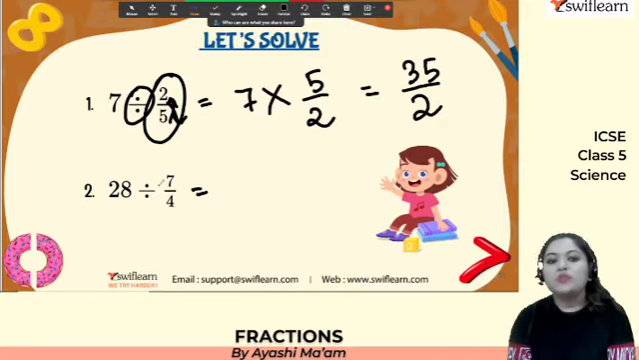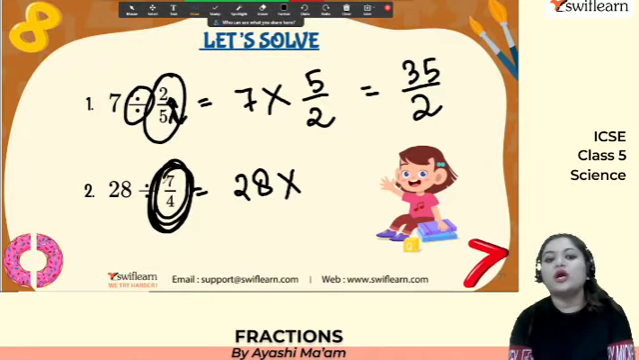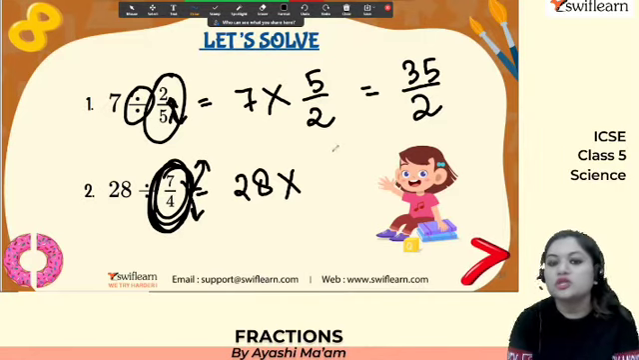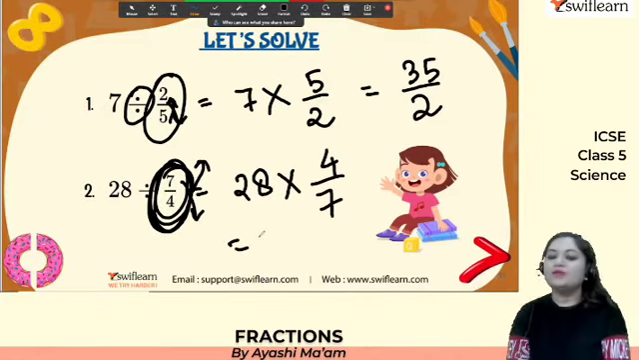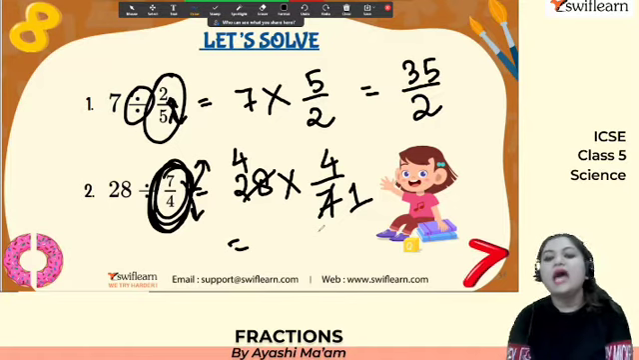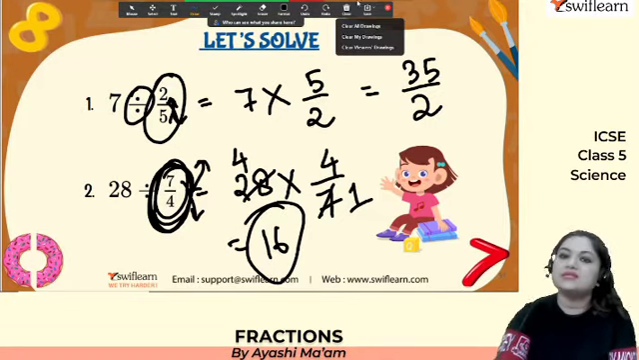Next one, 28 divided by 7 by 4. This will turn into a multiplication sign and you have to take the reciprocal of 7 by 4. So 4 will go upwards, 7 will go downwards. The reciprocal of 7 by 4 will be 4 by 7, right? And now you can do cancellation over here. 7 times 1 is 7 and 7 times 4 is 28, and 4 times 4 is 16. So we are getting the answer as 16.